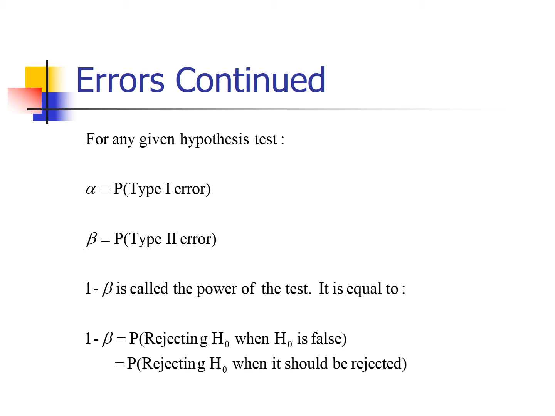1 minus beta is often called the power of the test. 1 minus beta is essentially the probability of rejecting the null hypothesis when it's false. So 1 minus beta, the power, is actually the probability of doing something good, which makes sense. We think of power as something that's generally positive.